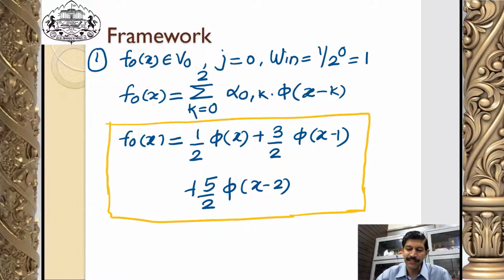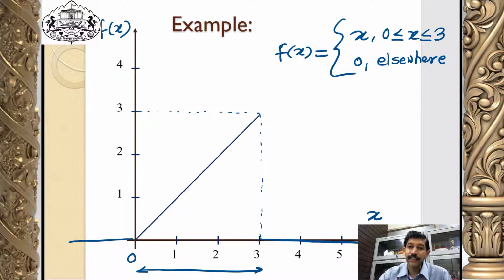Now let's plot this on our signal. So this is our signal, and let's plot our f0 of x, and I will use blue color for f0. Now between 0 and 1 it is half. Between 1 and 2 it is 1.5. And between 2 and 3 it is 2.5.